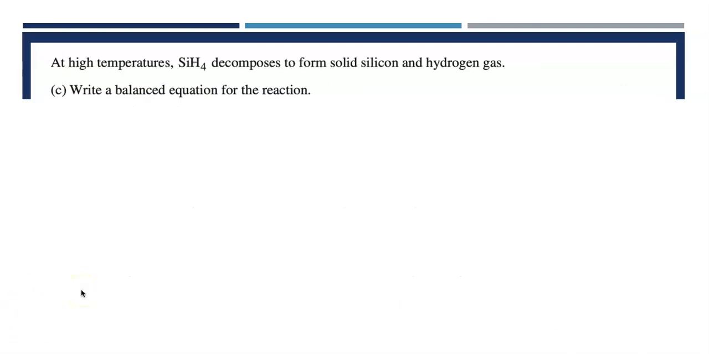At high temperatures, SiH4 decomposes to form solid silicon and hydrogen gas, and we're asked to write a balanced equation for the reaction. SiH4 is our sole reactant. It's going to undergo decomposition. So I'm going to write SiH4, and it is a gas. And then I'm going to make solid silicon and hydrogen gas. Those are my products. Before I write that, I want to remind you that hydrogen gas is a diatomic molecule, H2, and we have to make sure it's represented that way.